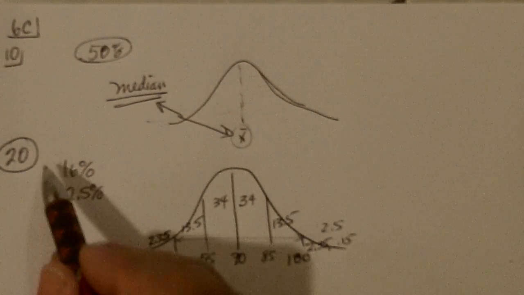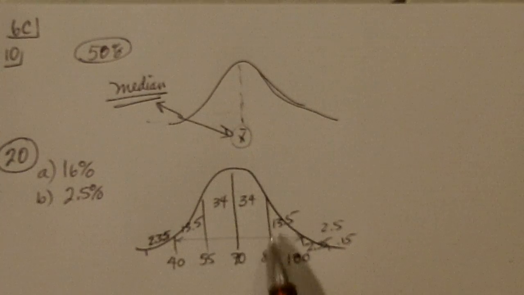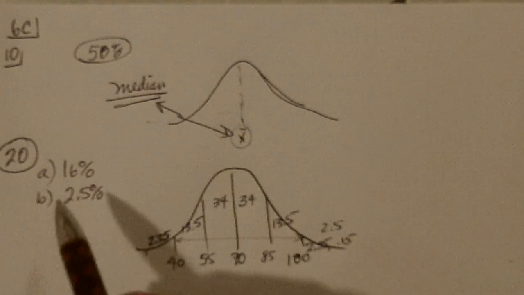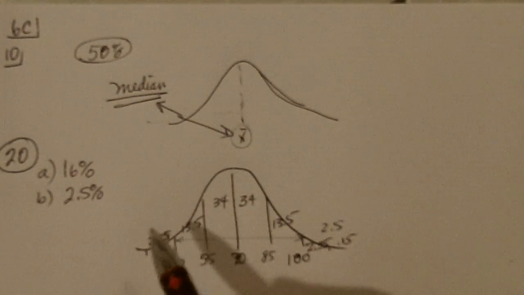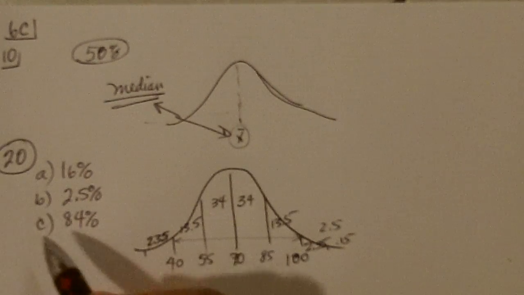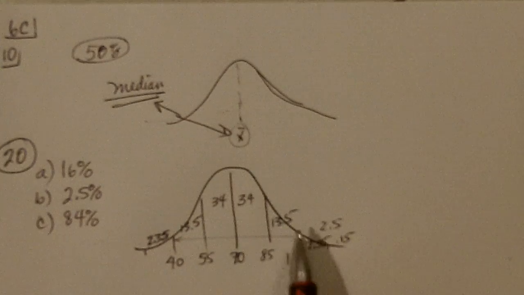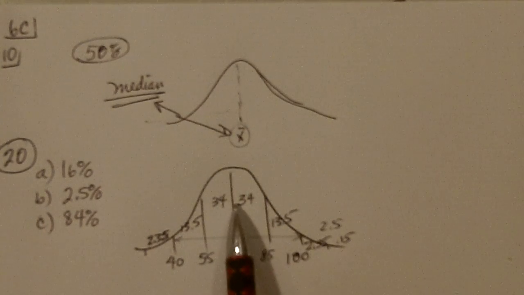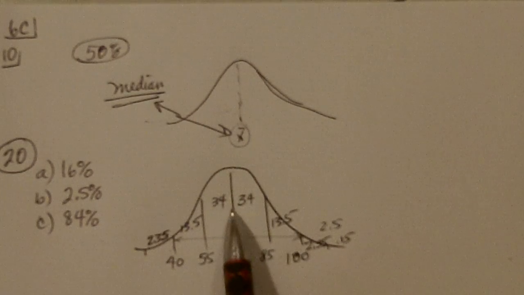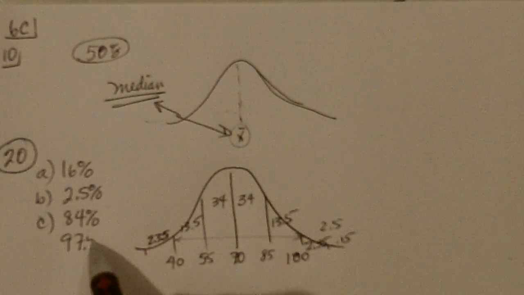Less than 85. Less than 85 is 50% plus 34%, 84%. D, less than 100. So that's the 47.5 plus 50 is 97.5.